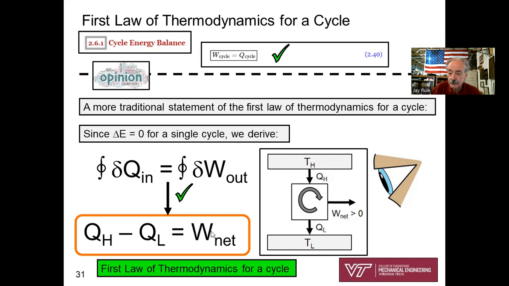QH minus QL equals W net. Or you could rewrite it: QH equals W net plus QL. Beauty of the schematic. Use the schematic for systems operating in a cycle and use your eye.